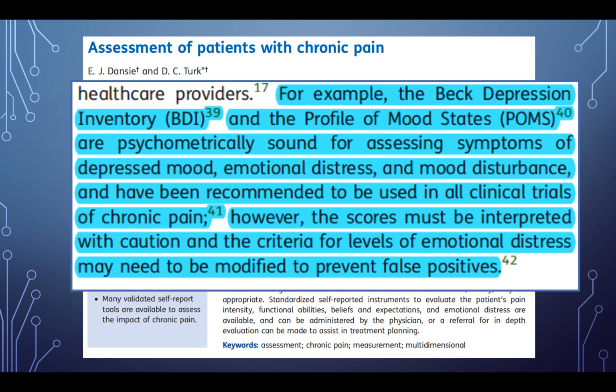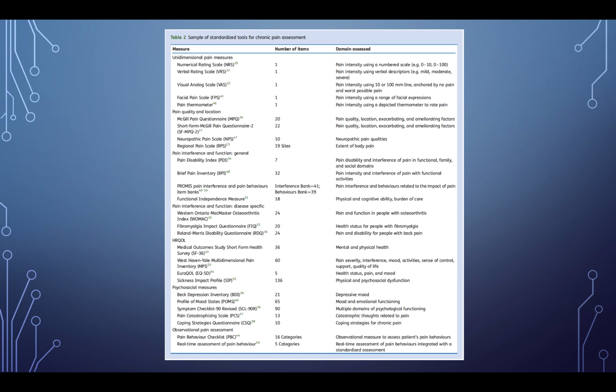So the Beck Depression Inventory and the Profile of Mood States, they're psychometrically sound for assessing symptoms of depressed mood, emotional distress, and mood disturbance. And they've been recommended to be used in all clinical trials for chronic pain. So we've talked about the Beck. I don't believe we've talked about the POMS, but I have the Beck in this lecture for you. The scores must be interpreted with caution. The criteria for levels of emotional stress may need to be modified to prevent false positives. Just like with anything, you have to do your due diligence, and you can't take everything at face value that you do in the clinic.